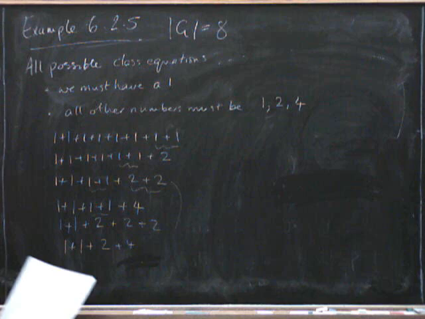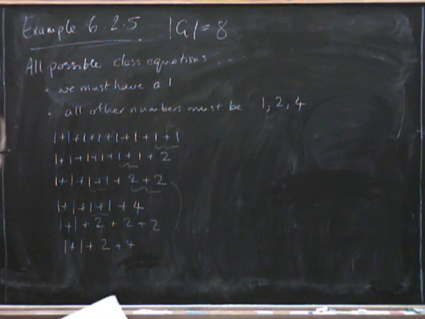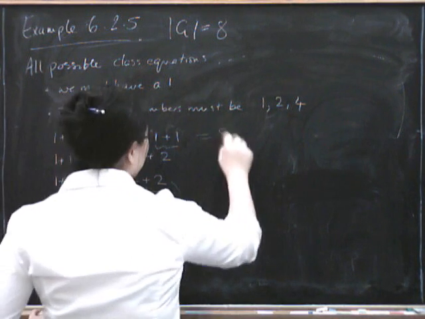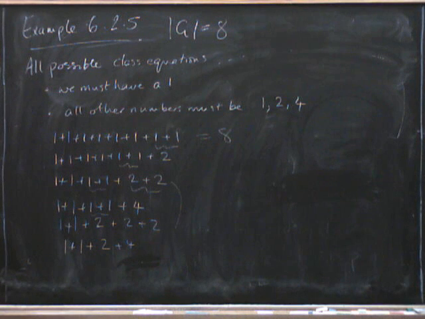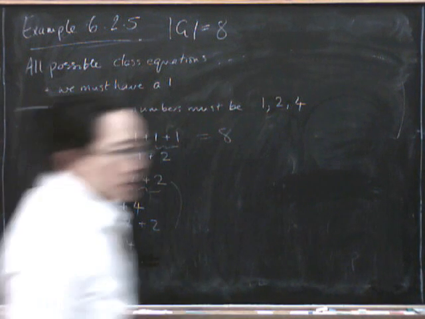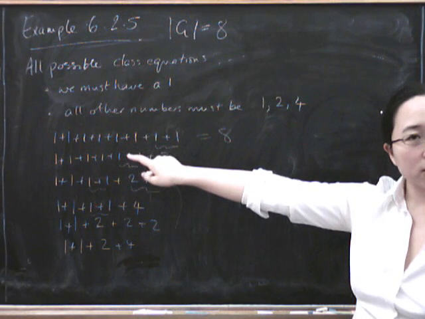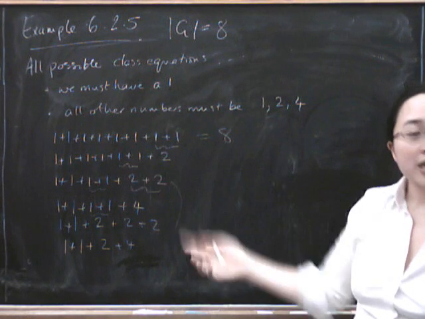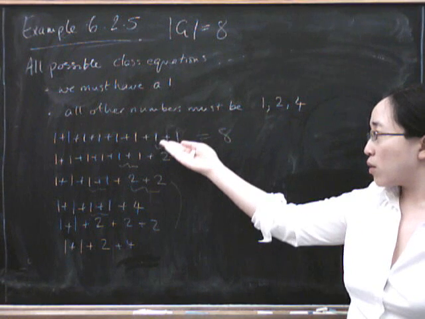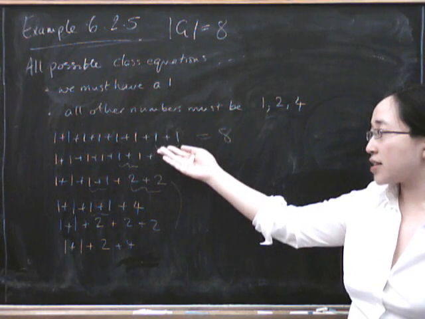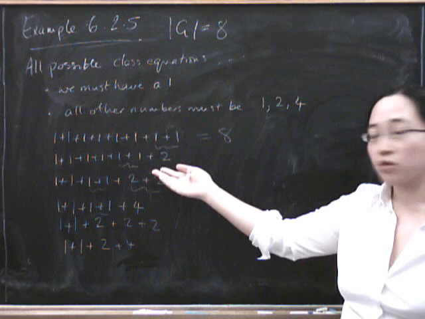Okay, so these are all the possible class equations for a group of order 8. So we say that that's equal to 8. And then we can ask ourselves the following question. What do all these 1s tell us? Is there something significant going on with all those 1s? And there is, because the 1s tell us when there is an element in a conjugacy class all by itself.